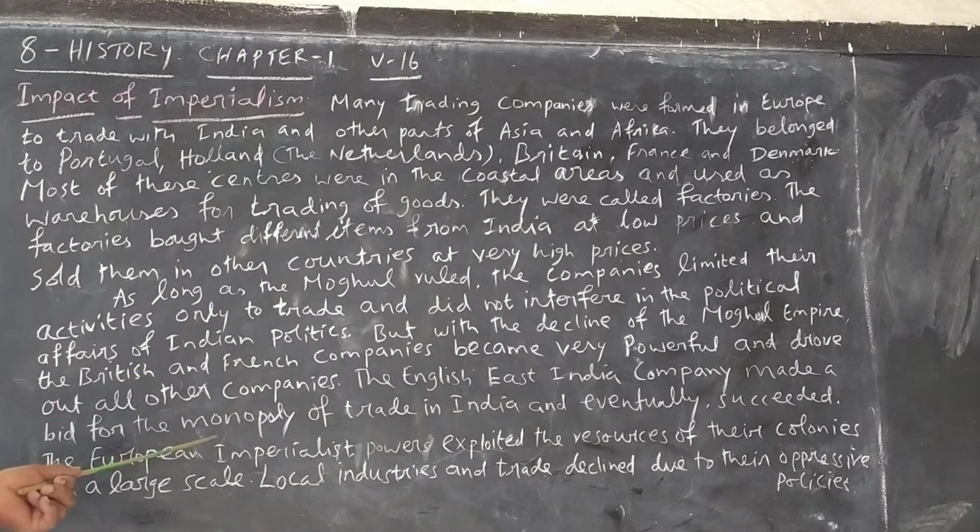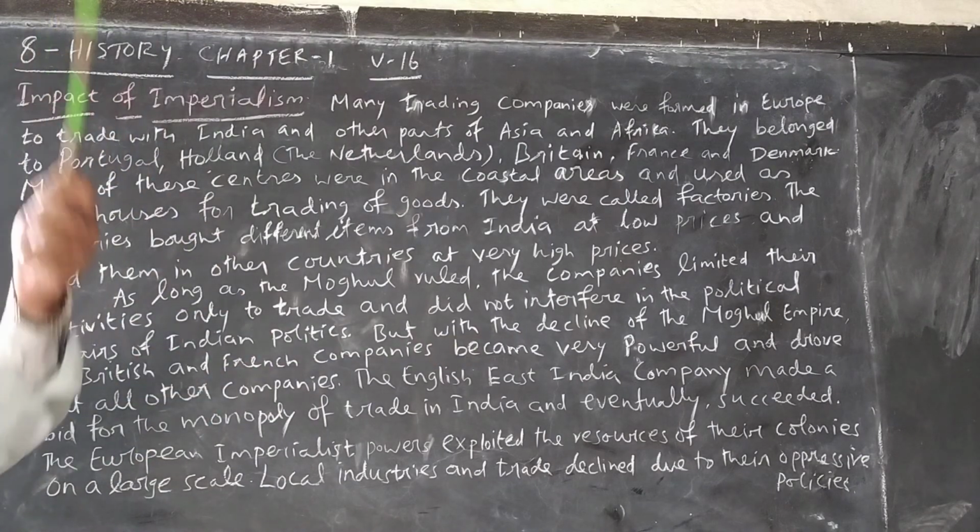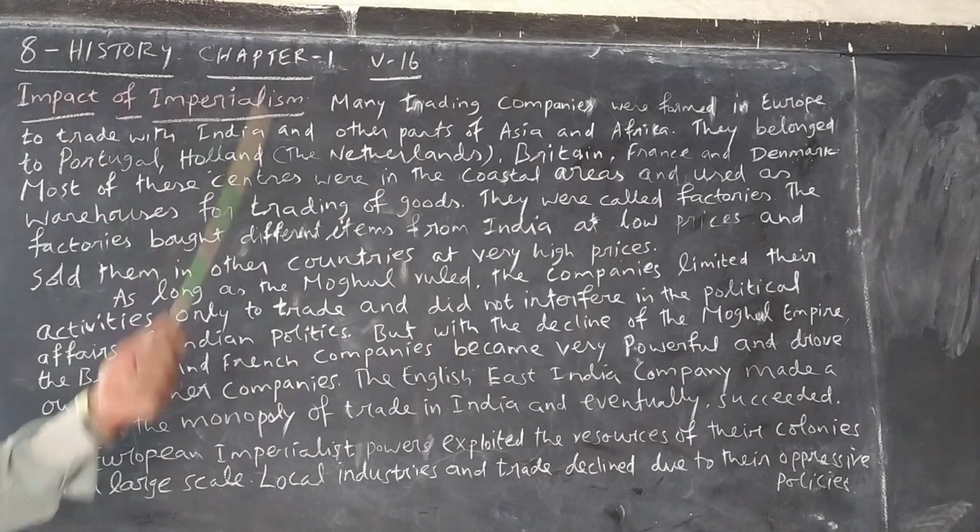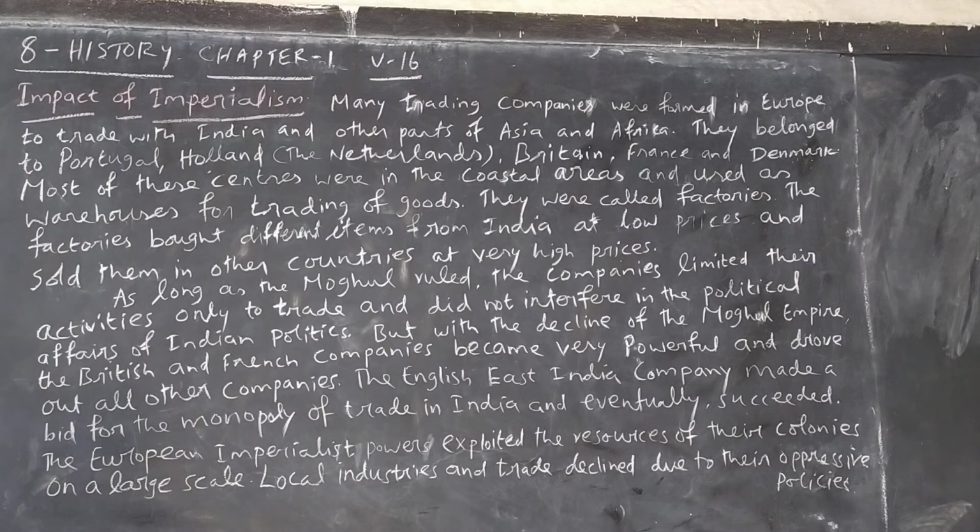And they wanted a monopoly. What is a monopoly? Only a single seller, many buyers. They did not want these people. Who are the people? Portuguese people, Holland people, Denmark people, French people. No one should be there. I am the single seller, and everybody has to buy from me. That's called monopoly. And they succeeded also. So there was no one to put up with their power. They were so strong that other people had to withdraw.